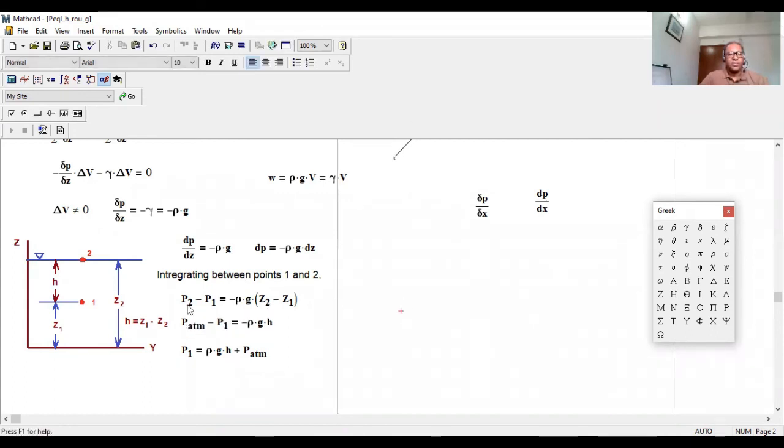Now P2, the pressure at the top, that means atmospheric pressure, right? So we put atmospheric pressure minus P1, that pressure we need to figure out. So we say P1 equal to rho g h plus P atmosphere. So right over here, you will get absolute pressure. Why absolute pressure? Because you add atmospheric pressure with this value. So this will be absolute pressure.